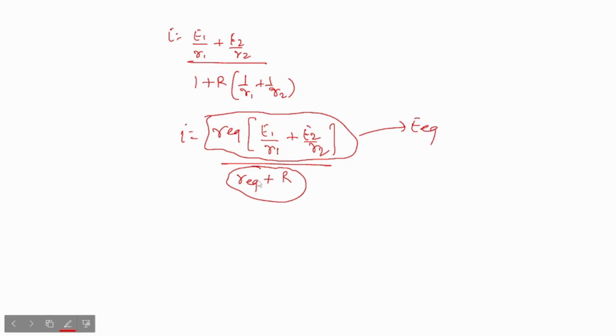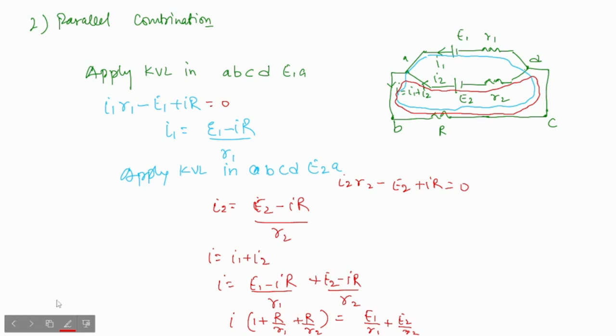Now for n cells you can also derive E1 by r1 plus E2 by r2 and so on up to n. And again you will take two special cases, if cells are new and if cells are old. You can do that for this type. In the next video we'll study about mixed grouping and we'll also solve one problem.